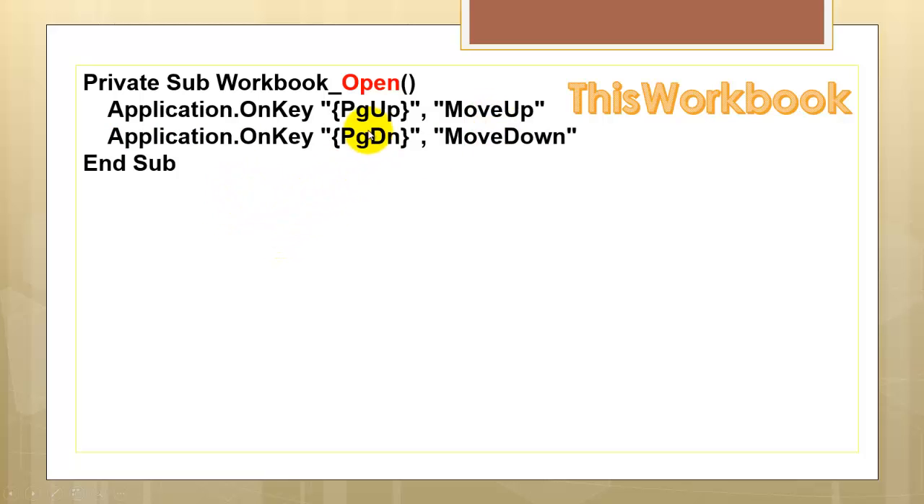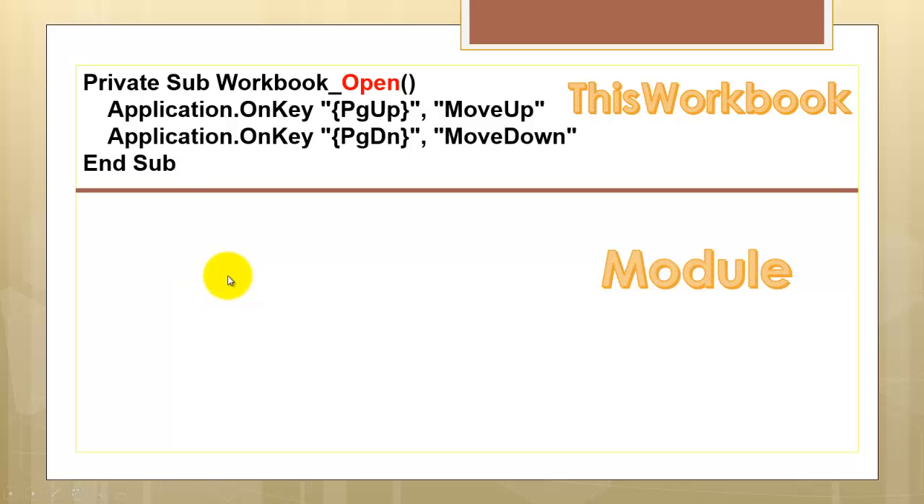open event. We use the application on key event, and we say on the shortcut page up, inside braces, run the macro move up. I don't have that macro yet, but it's going to be called move up. And I do the same for the page down key. If you want to know how you assign keys, go to on key when you type that and then press F1 to get help on that issue.